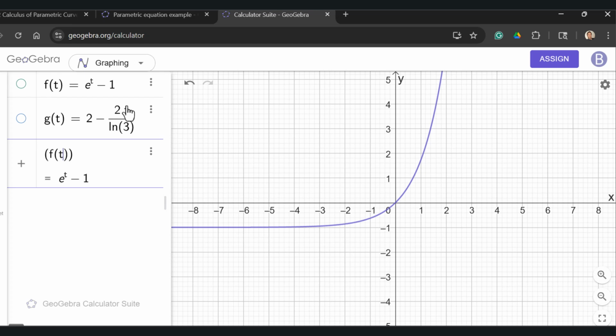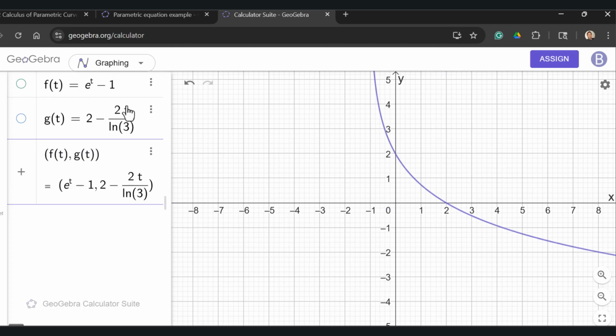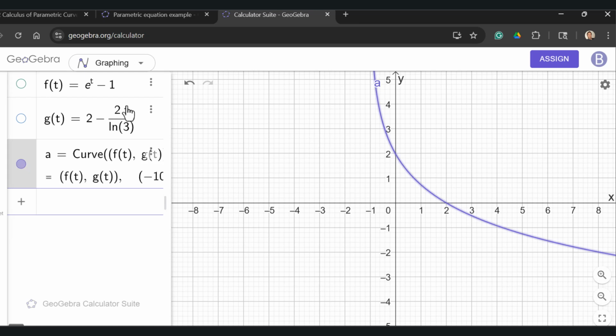One way for GeoGebra to understand you want to graph a parameterized function is to use the parentheses notation to specify points in a plane. My x-coordinate is f of t. I put a comma, and then I write in my y-coordinate, which is g of t. It correctly interprets what I wanted to calculate. And looking at this graph, I can see that my curve intersects the y-axis and the x-axis.